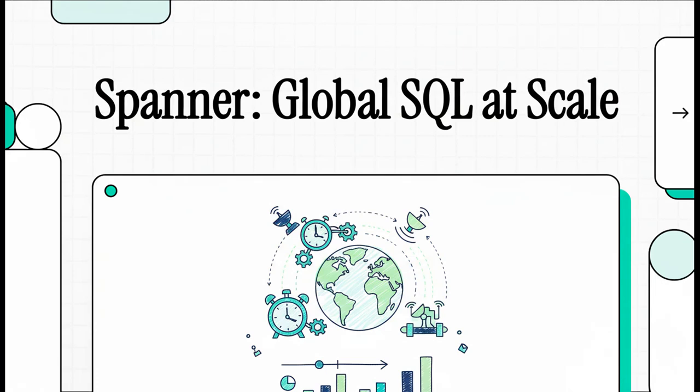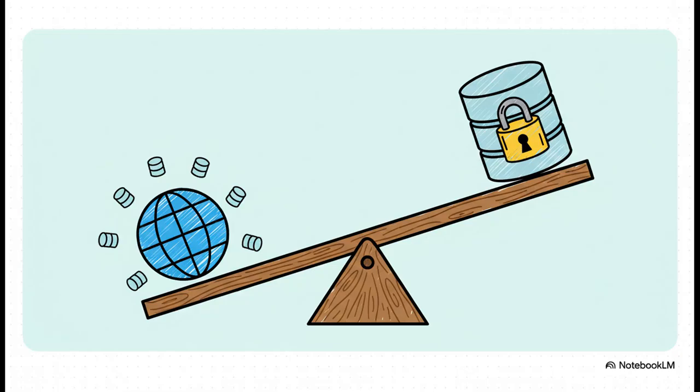Have you ever stopped to wonder how Google pulls it off? I mean, how they manage transactions for billions of us all over the world at the exact same time without ever messing up? Well, today we're diving into Google Spanner, the database that literally changed the rules of the game on a global scale. Okay, so to really get this, we have to go back to the early 2000s.